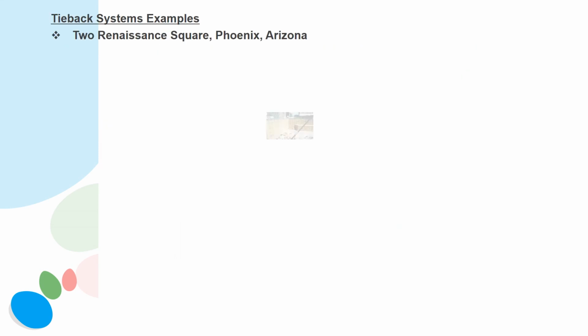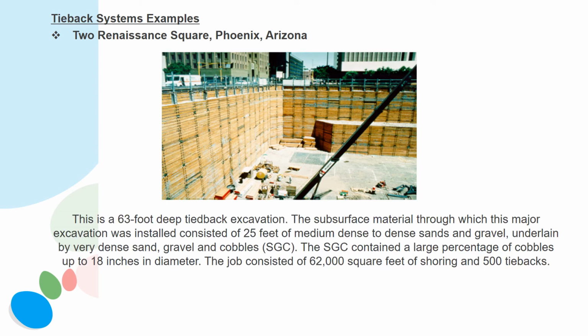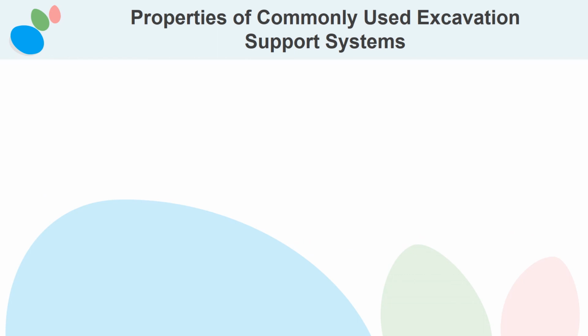2 Renaissance Square, Phoenix, Arizona. This is a 63-foot deep tieback excavation. The subsurface material through which this major excavation was installed consisted of 25 feet of medium dense to dense sands and gravel, underlain by very dense sand, gravel and cobbles, SGC. The SGC contained a large percentage of cobbles up to 18 inches in diameter. The job consisted of 62,000 square feet of shoring and 500 tiebacks. Properties of commonly used excavation support systems are shown in the table below.